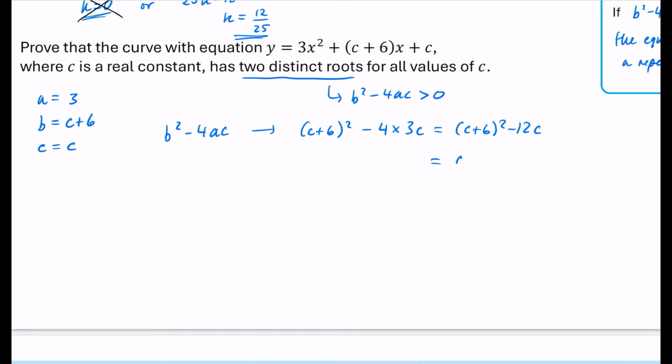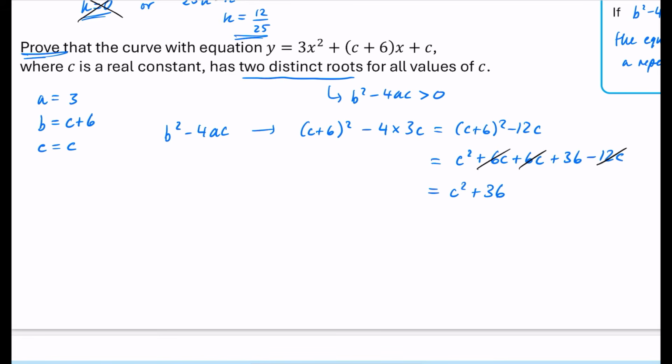c plus 6 squared, that's c squared plus 6c and 6c plus 36 minus 12c. And then you can see what's going to happen here. This 6c and this 6c and this 12c all cancel out. So we get left with c squared plus 36.